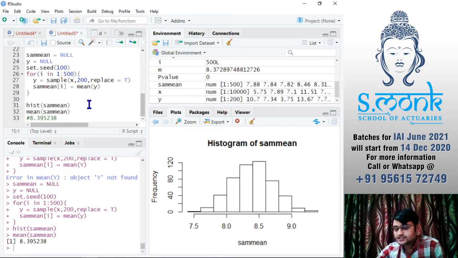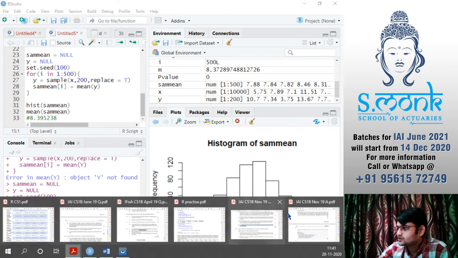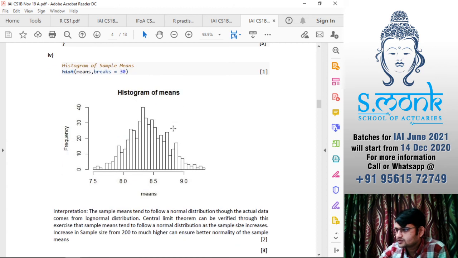So this is how you can simulate and find your estimate of whatever you are trying to find. It will always guide you towards what to do. So this is their histogram, more or less that is what we are getting.